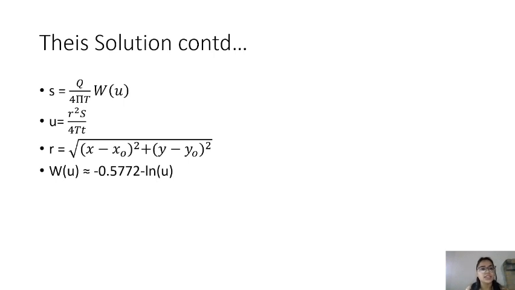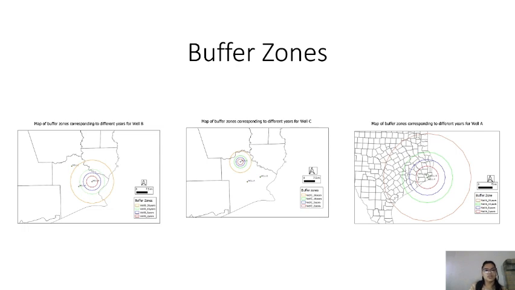So by taking this, we had our drawdown, pumping rate, transmissivity, and storage, and by doing the further calculation, we got our radius for different years, 2 years, 5 years, 10 years, and 30 years for the three wells. Then for those radii, we plotted the buffer zones, the zone it covers, using the QGIS software, and the different buffer zones for well A, well B, and well C can be seen here.